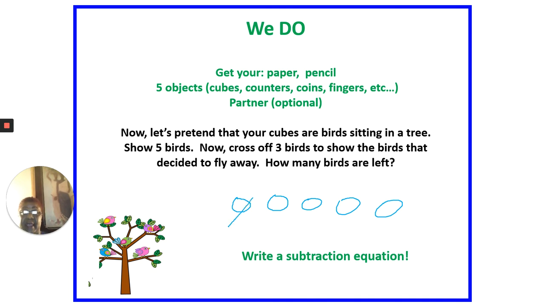So I'm going to put an X on this one, this one, and this one. That means I don't have those birds anymore. They flew away. How many birds are left? Let's count the birds that do not have an X on it. 1, 2. So there are 2 birds left. Can you write a subtraction equation?